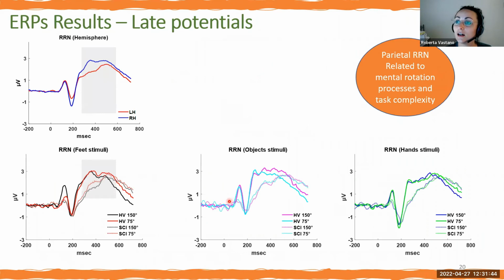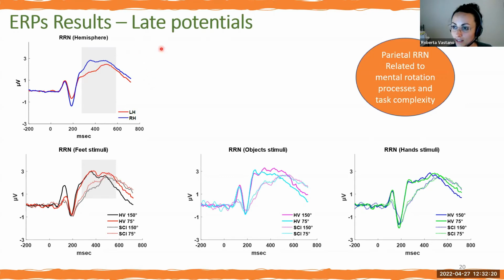And finally, when we look at the late potentials, for the rotation-related negativity, we find an effect of the hemisphere, which was higher for the left hemisphere, so more negative for the left hemisphere compared to the right. This is well known in the literature, that body-related stimuli are usually processed by the left hemisphere. It has been shown that the left hemisphere is more specific for rotations that engage motor simulation.